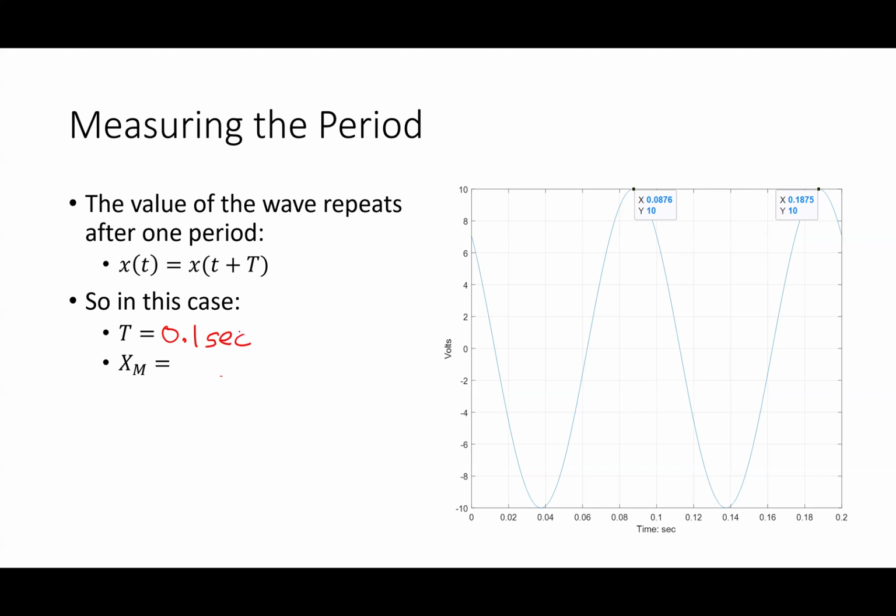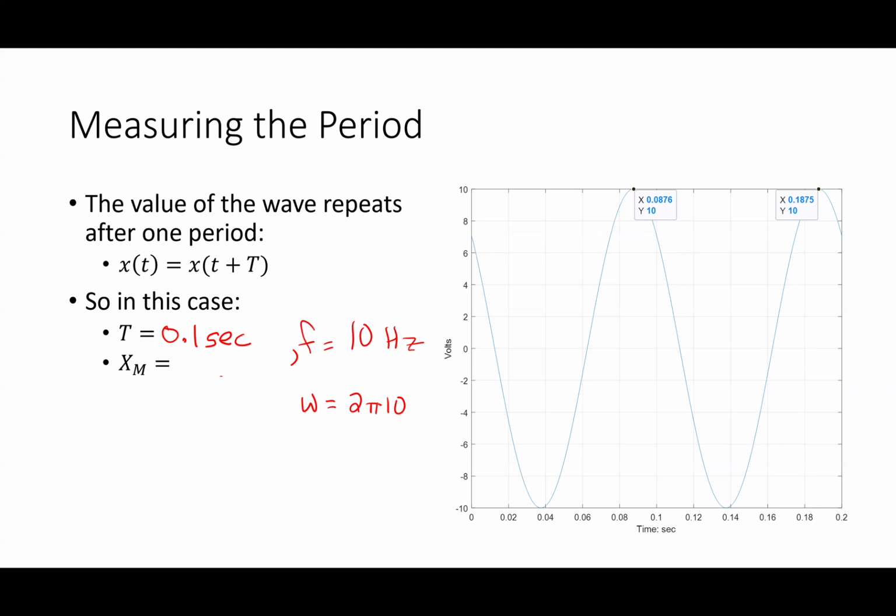All right, so what's that make the frequency? F. 10. 10 what? Hertz. Yeah. 10 Hz. Okay. And then what would omega be? I don't know. It'd be 2 pi 10.